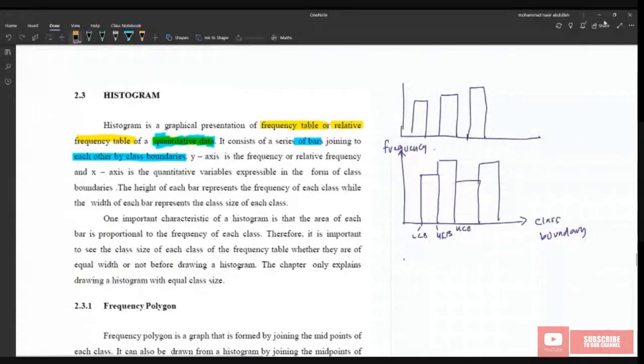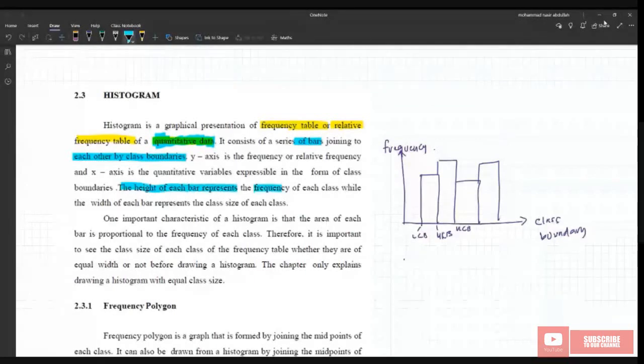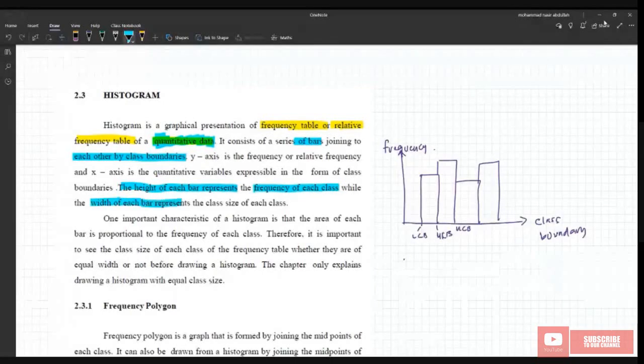The purpose of histogram is we want to see the shape of the distribution of the data, right? Whether the data is normally distributed, skewed to the right or skewed to the left, right? So the height of each bar represents frequency of each class, while the width of each bar represents the class size of each class. So lebar histogram bar ni represent class size. So the height represents frequency of each class, right?